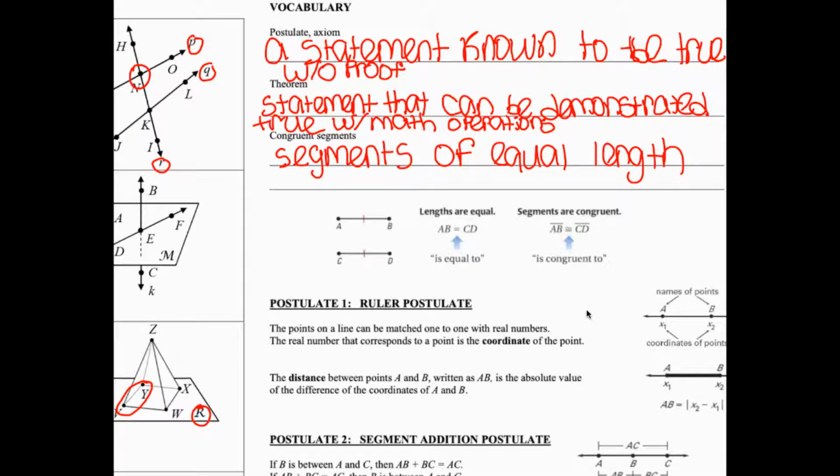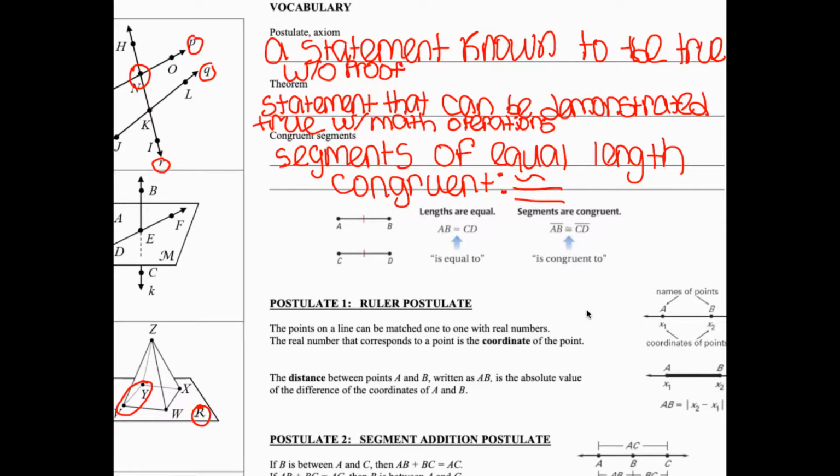So you have segment AB and segment CD. So those little red dashes indicate that those are congruent. Also, the symbol for congruent, I'm just going to go ahead and write it down for you. And you'll see it below, but it's like an equal sign with a little squiggly above it. That means that they are congruent.